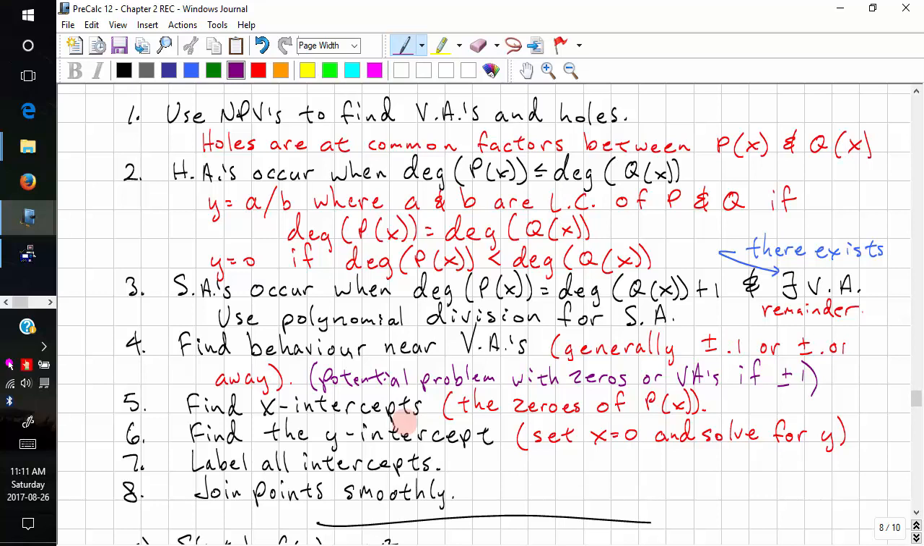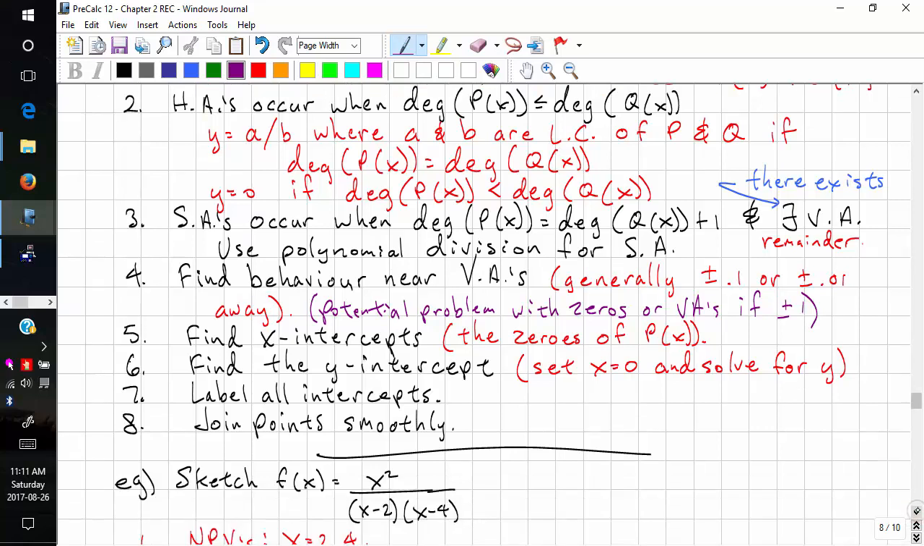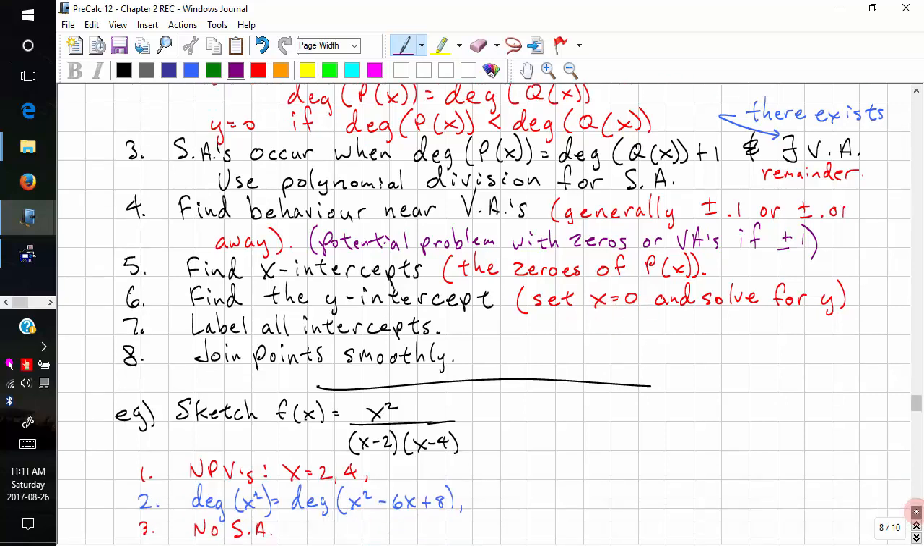Next, find the x-intercepts. This is just finding the zeros of the numerator. And find the y-intercept. So we just set x equal to 0 and solve for y. Then finally, we want to label all the intercepts and join the points smoothly. Remember, polynomials are smooth. So no jaggy edges.